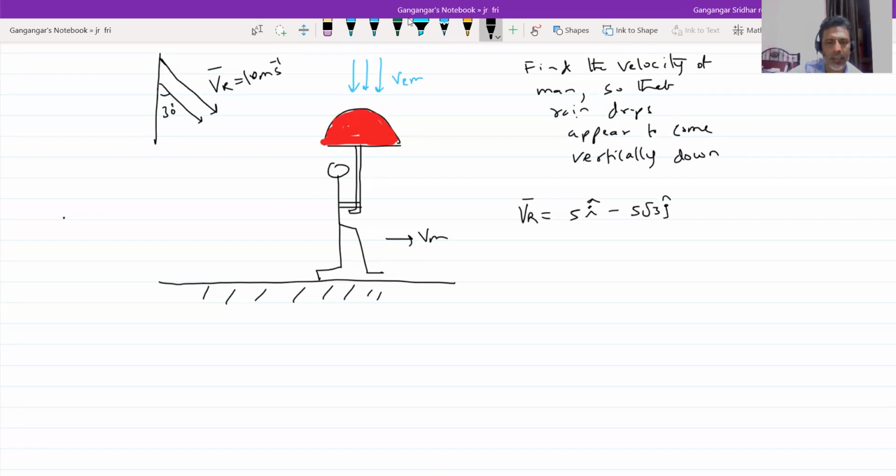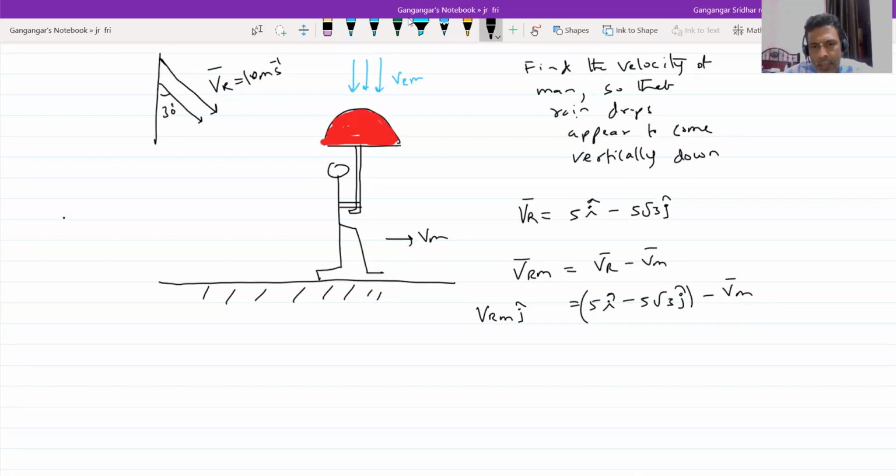Now look at the things carefully. What is the VRM bar? VRM bar should be equal to VR bar minus VM bar. It is equal to 5 i cap minus 5 root 3 j cap minus VM. How should VRM be? J cap only. So how can you write directly, minus VRM j cap, it is. You can write like this because the rain is pouring vertically down. So therefore, minus VRM j cap.